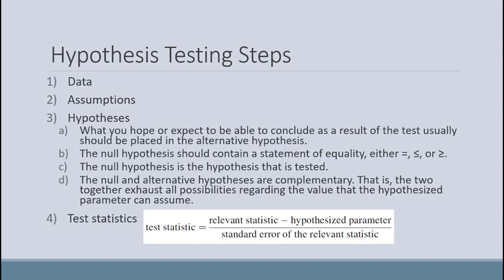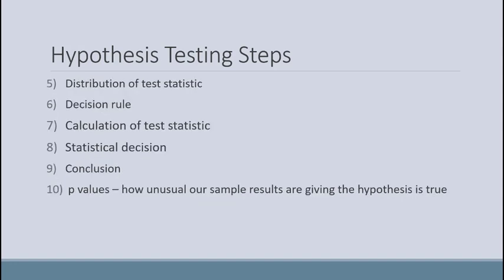A general formula for test statistic is provided here. Step 5. It has been pointed out that the key to statistical inference is the sampling distribution. We are reminded of this again when it becomes necessary to specify the probability distribution of test statistics.